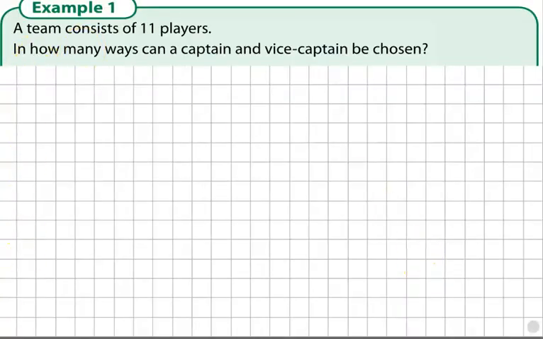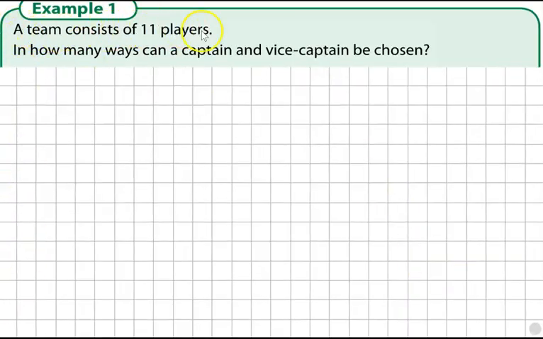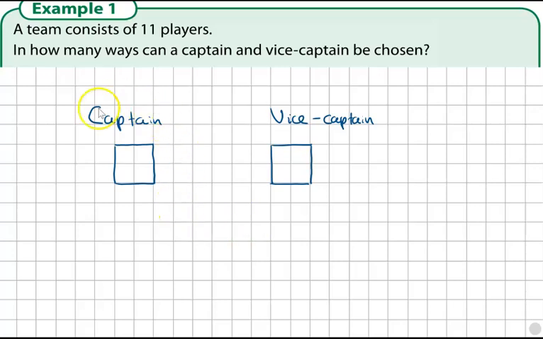Example 1. A team consists of 11 players. In how many ways can a captain and a vice captain be chosen? So for the captain and the vice captain, there's only going to be one person in each of those places. That's why I've put one box below each of the words.